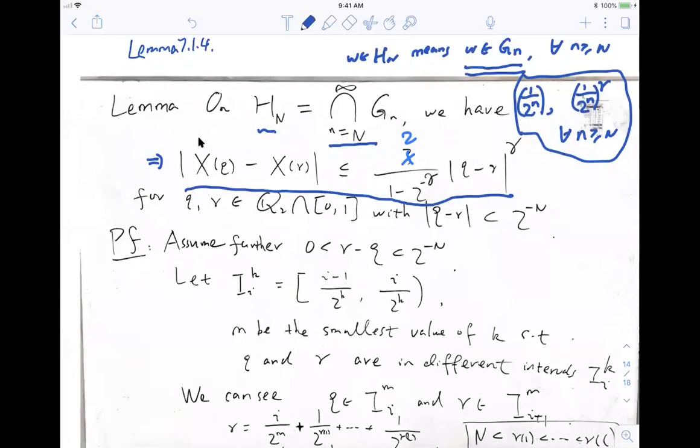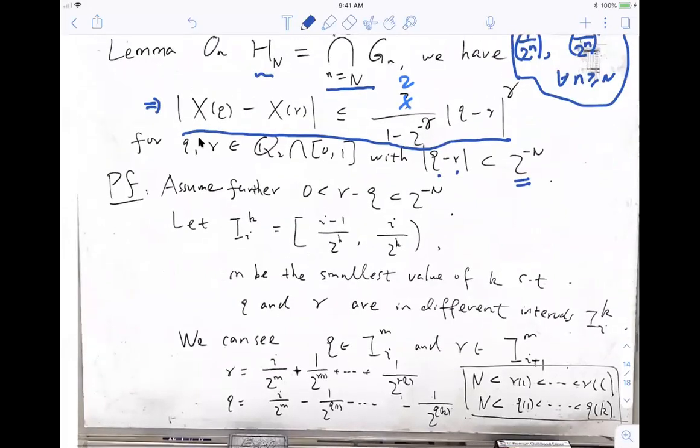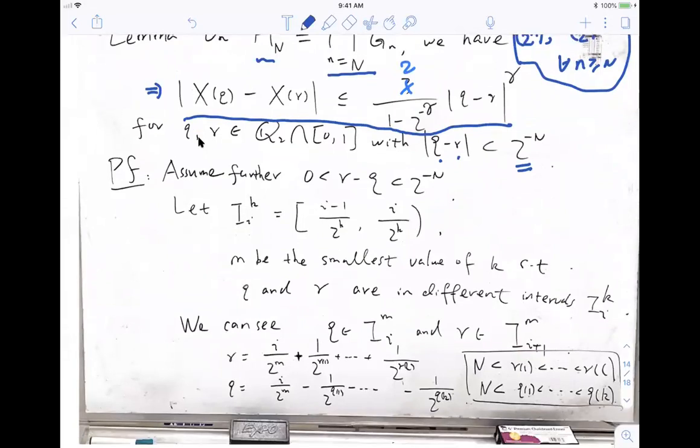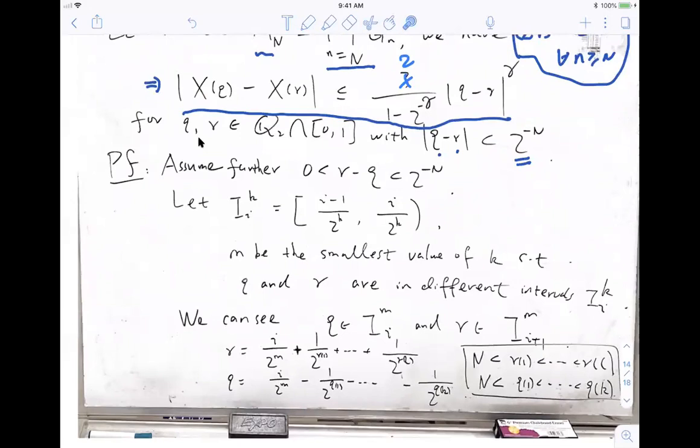For any q and r, as long as q and r are small enough, we have the Holder regularity. This is not very hard to prove, but let me tell you how to prove it. With this assumption that q and r are this close, there is a smallest number K such that q and r are in the interval I_K, where I_K is given by this form.